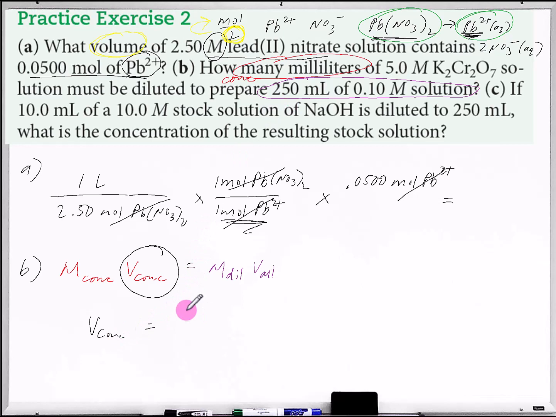So M diluted, so 250. Always write your units if you're using a formula in this class. It's a really easy way to double check that you're solving for what you're trying to solve for. And besides, it's asking for how many milliliters. So you could see if we leave everything in milliliters, the molarity unit cancels. 5.0 molar.